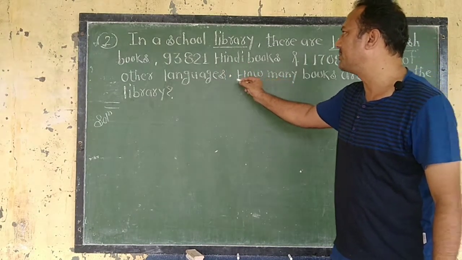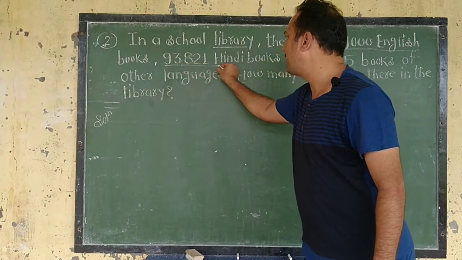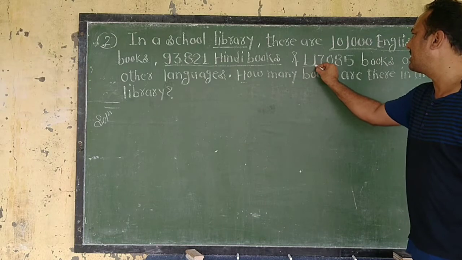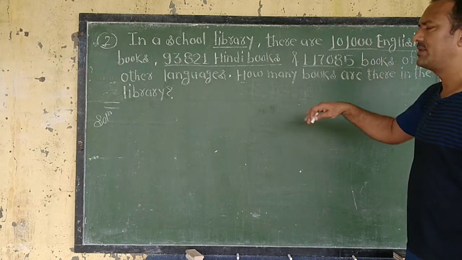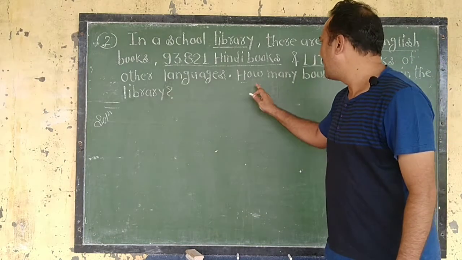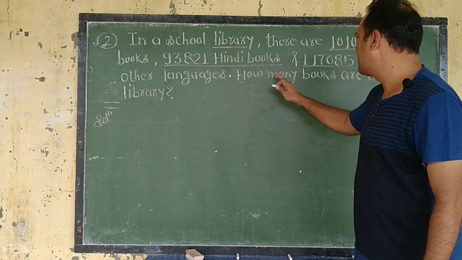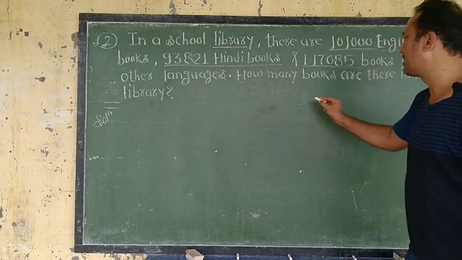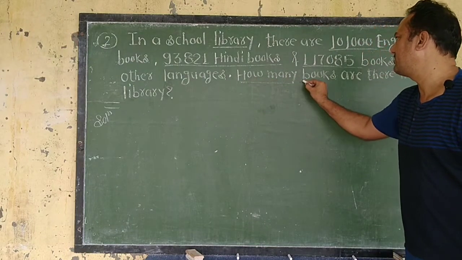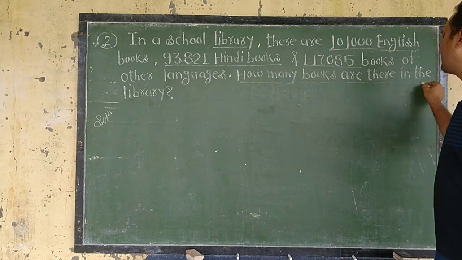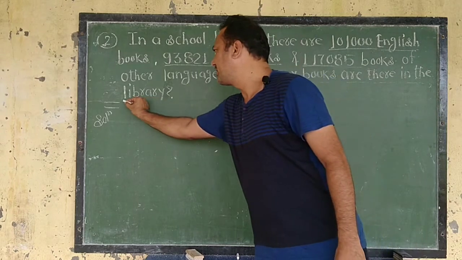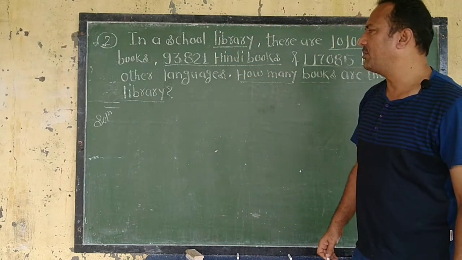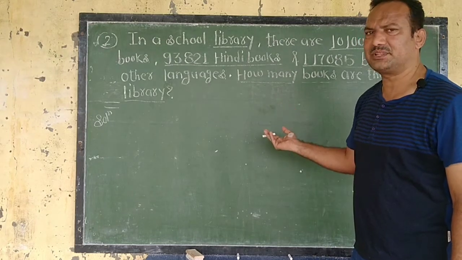93,821 Hindi books. This is the number of Hindi books given. And 1,17,085 books of other languages. How many? This is the question mark. How many books are there in the library? Then here there is no keyword given. Then how will we decide which sign this is related to?